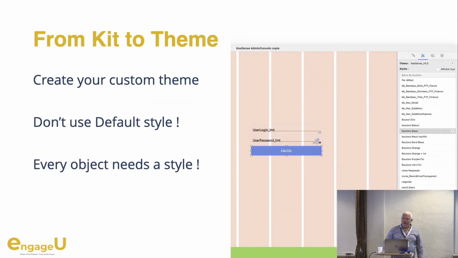So as I said, some good practices. Create a custom theme for your solution. Don't use the default style. As soon as you put something on the layout, it has a default style. Try to rename it as soon as possible. Every object needs a style for performance. So you see, I click on an object, and we have a bunch of styles in our library.